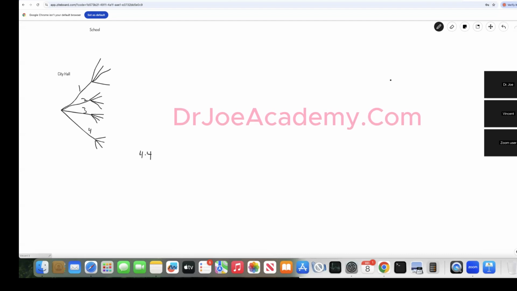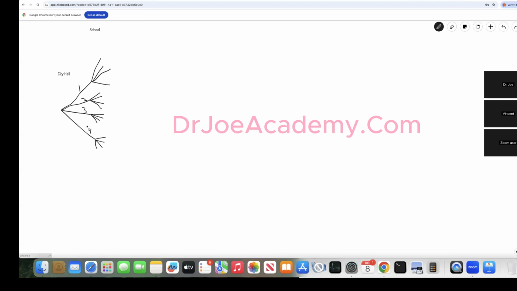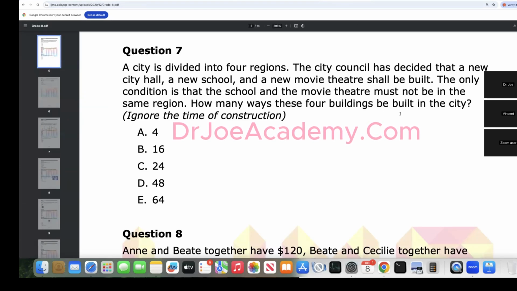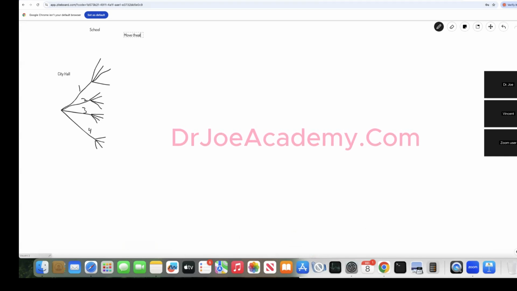So the general equation is the number of branches at each stage. Stage one is four branches. Stage two, for the school, has four branches at each of these branches, so it's four times four. And then stage three is the movie theater. So if we go here for the movie theater, how many different regions can the movie theater be put in?